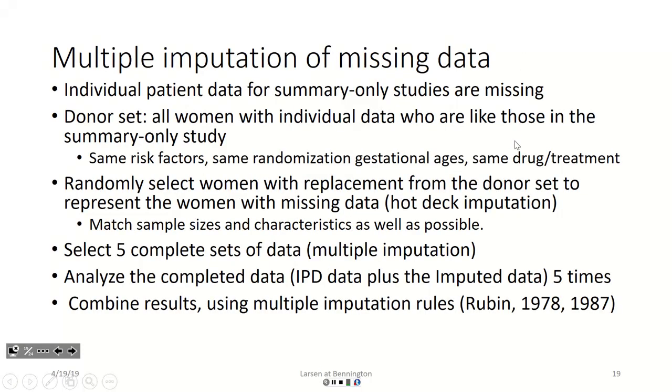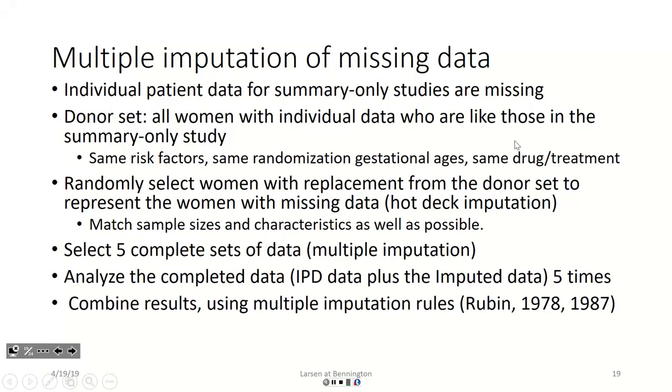So we generated pseudo data. We multiply imputed for the missing data. That is, we only have summaries, and we can think of those as missing. For those studies, we set up a donor set: all women with individual data who are like those in the summary study. They had the same risk factors, same gestational age ranges, same drug treatment. If it was clindamycin, we looked at the clindamycin studies and so on. So we randomly selected women from the donor set to represent the women who were missing. That's something called hot deck imputation. It's used in government surveys all the time, and that's why I knew about it from working with surveys.